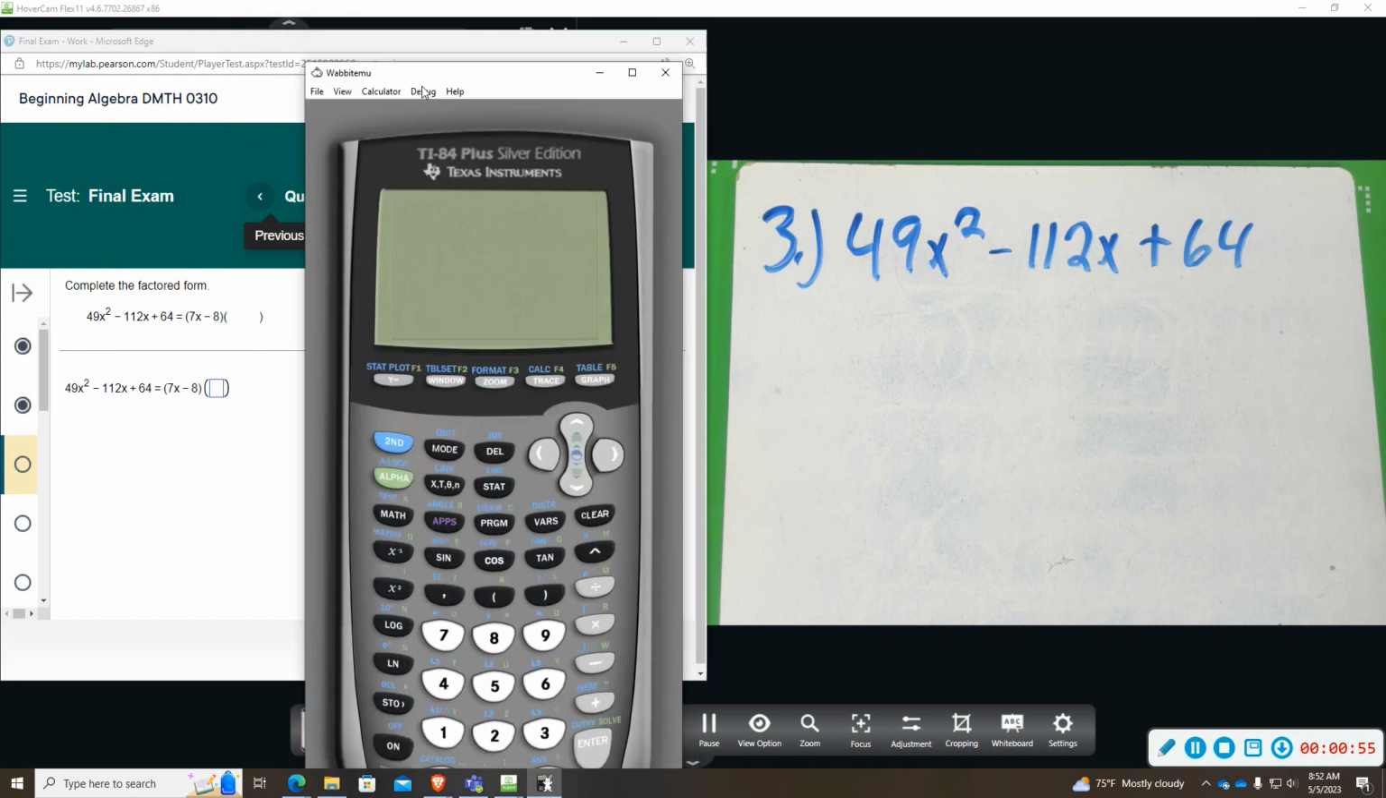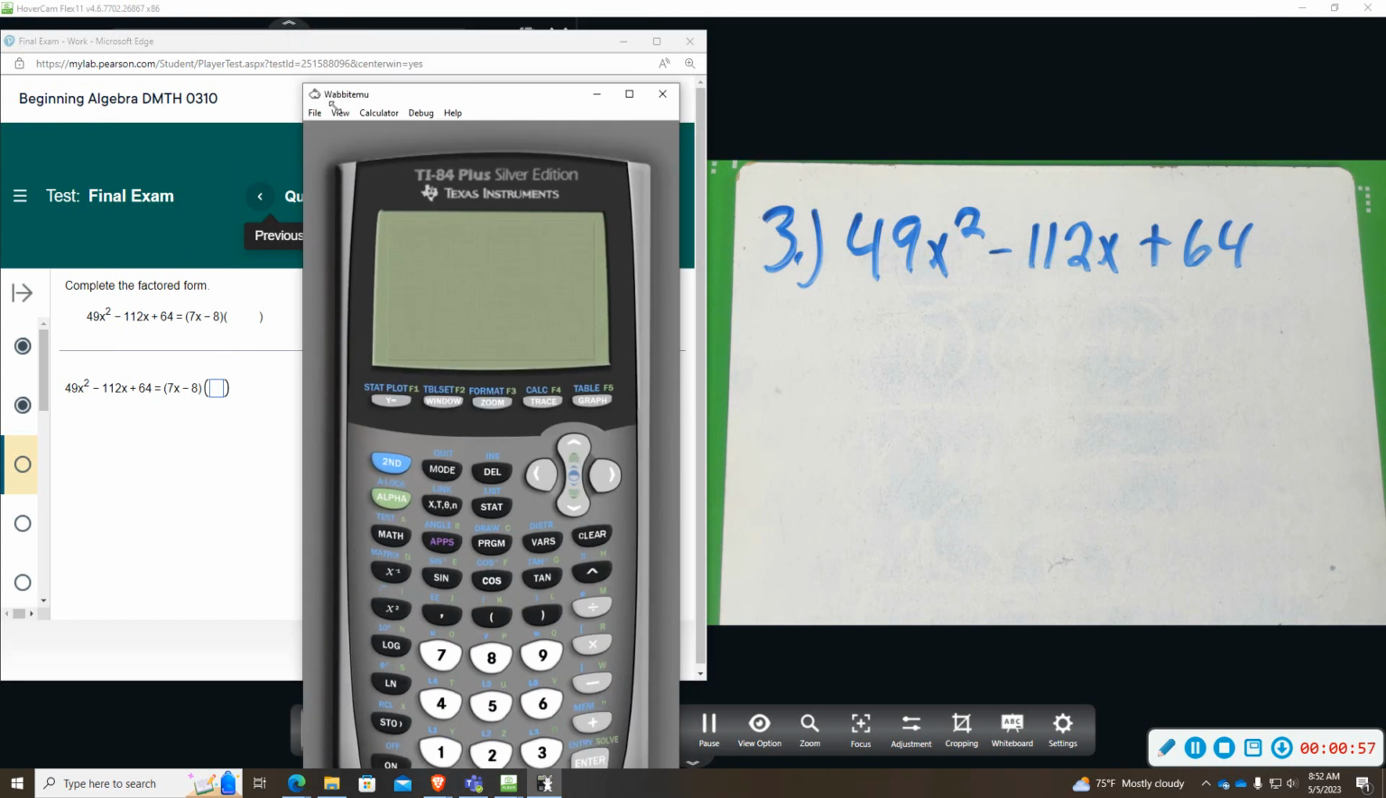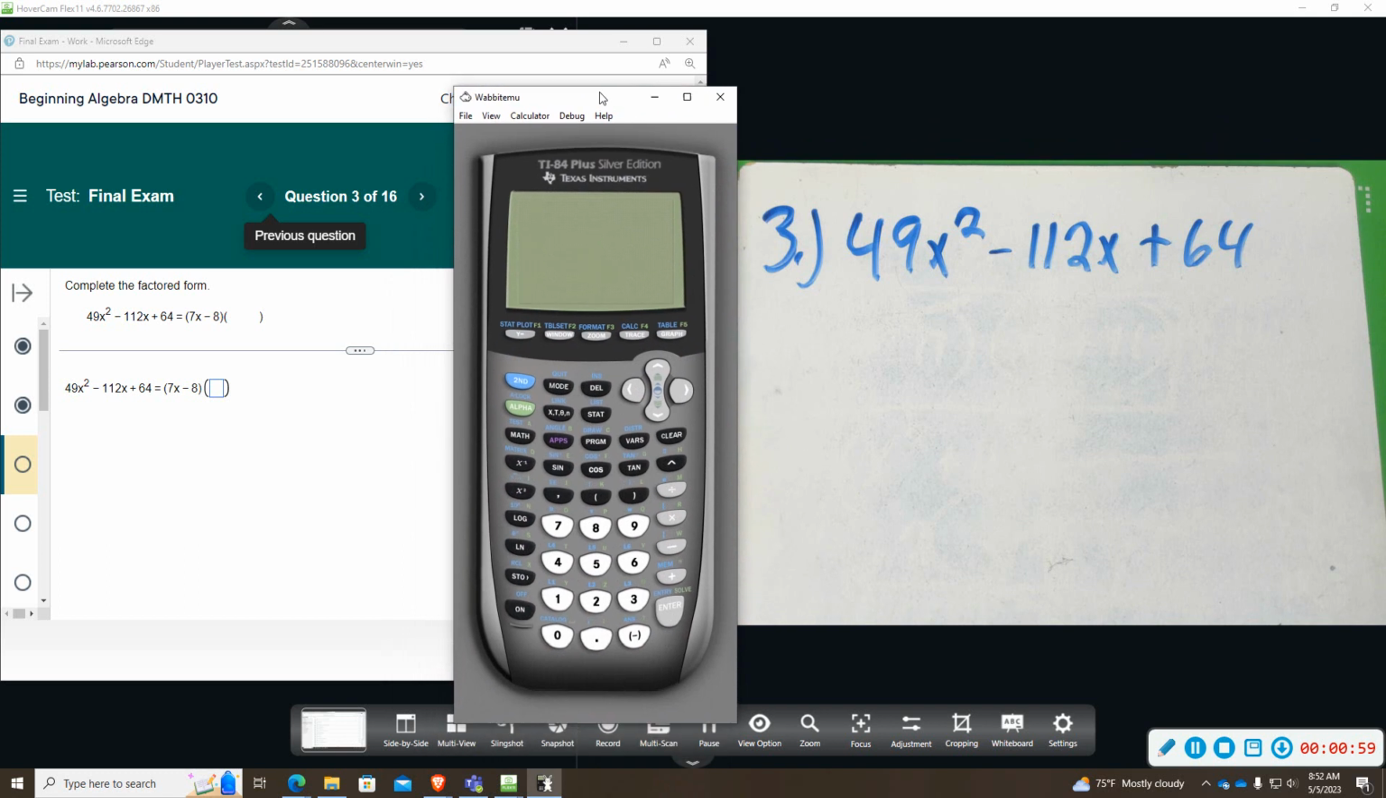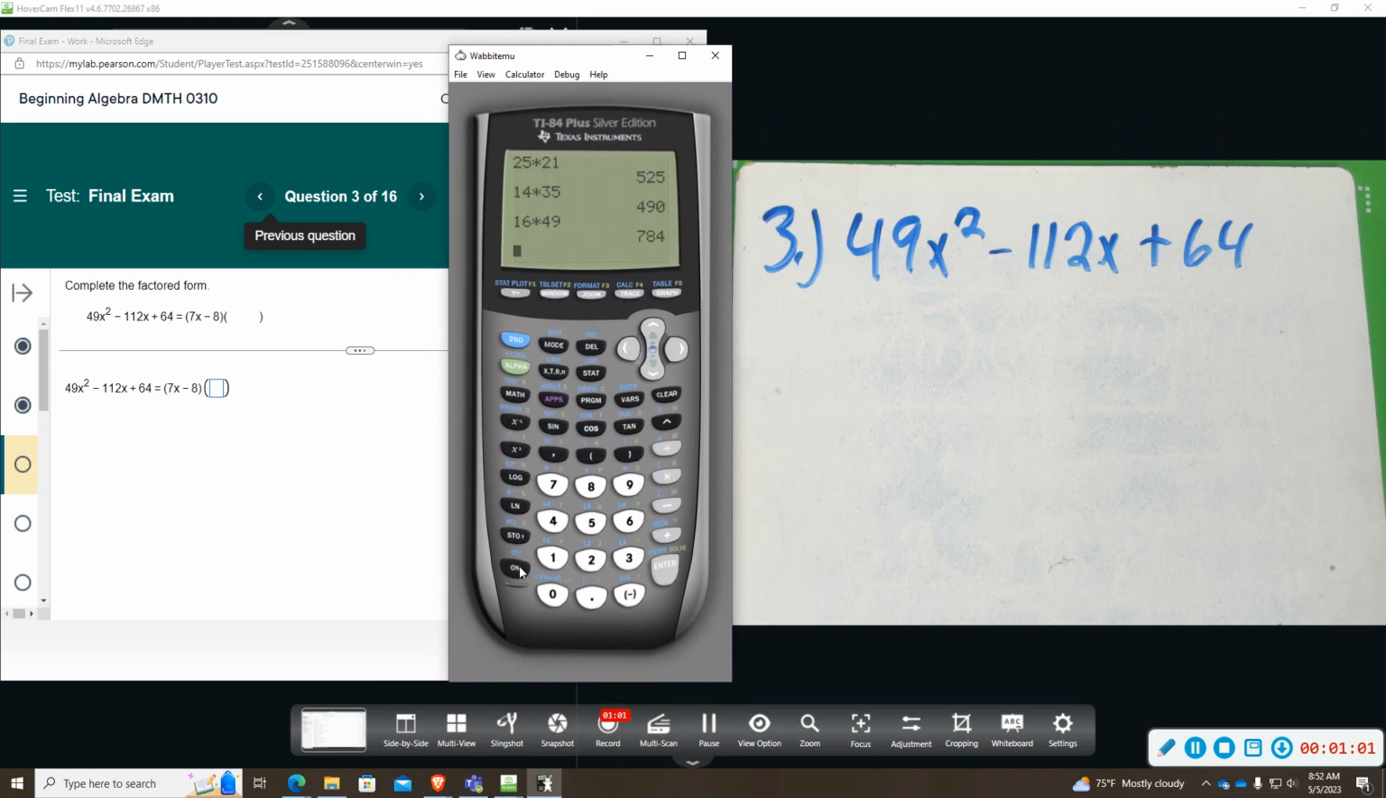Let me try to scale this down a little bit. It's kind of big. All right. So 49 times 64 is 3136. A pretty big number. 3136. All right, we're looking for the factors of 3136.